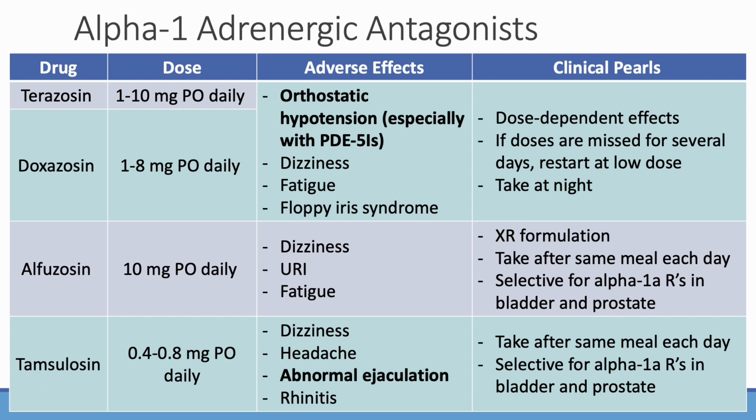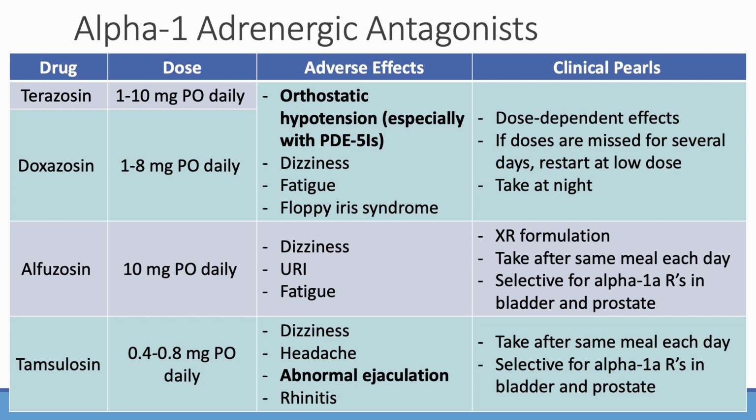Alfuzosin may have some dizziness, upper respiratory infection, and fatigue associated with it. There is an extended release formulation. It's important to take after the same meal, so at the same time each day. And then it is selective for the alpha-1 receptors in the bladder and the prostate, so there aren't as many off-target side effects with this since it is more specific.